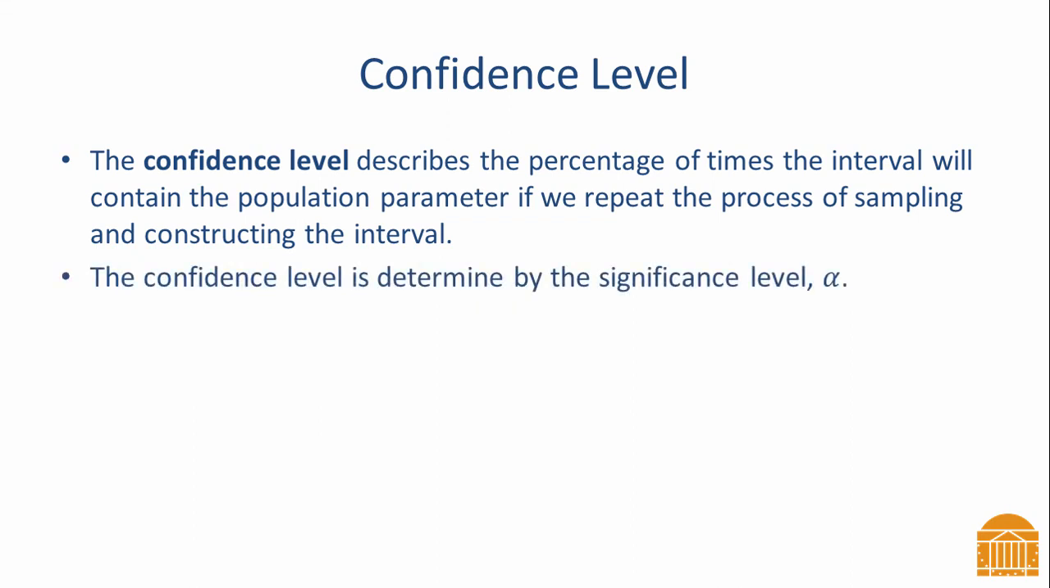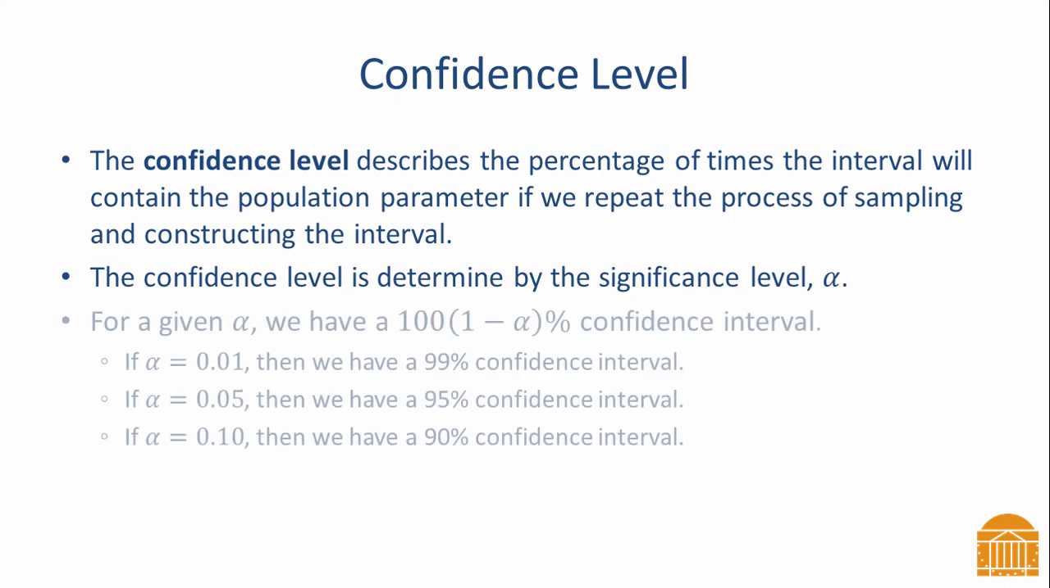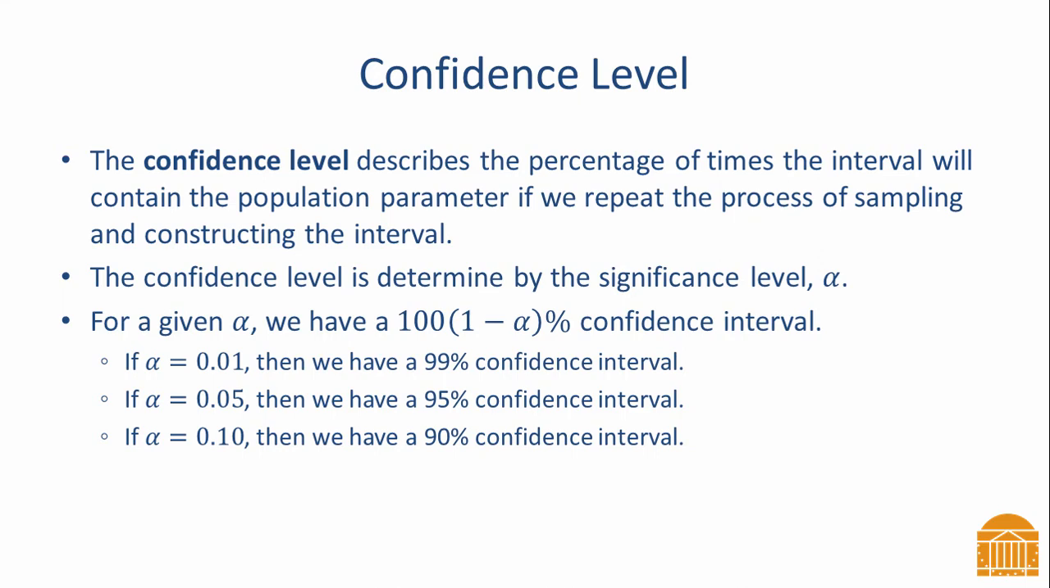You have complete control over the confidence level because it is a function of the significance level alpha that is set by the researcher. For a given alpha level, you have a 100 times 1 minus alpha % confidence interval. For example, an alpha level of 0.01 results in a confidence level of 99%. An alpha level of 0.05 leads to a 95% confidence interval, and so on.